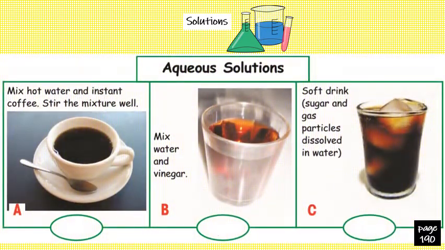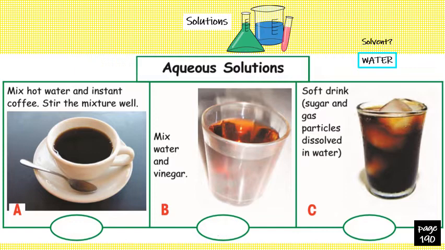In these three solutions, the solvent is the same. The solvent is water. That's right. So to make coffee, to make tea, to make water and vinegar, to make a soft drink, you will need water as a solvent to make other substances dissolve.